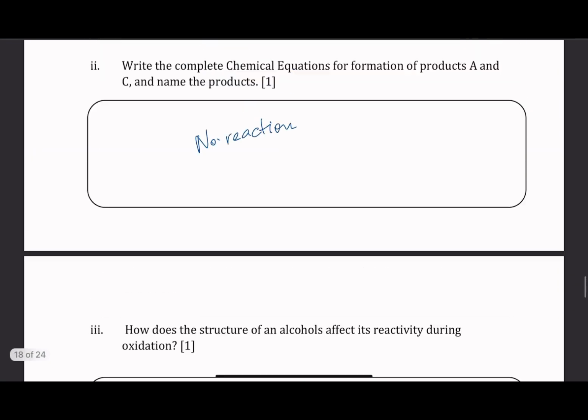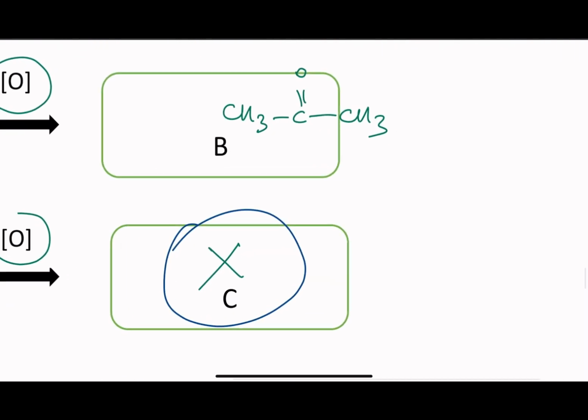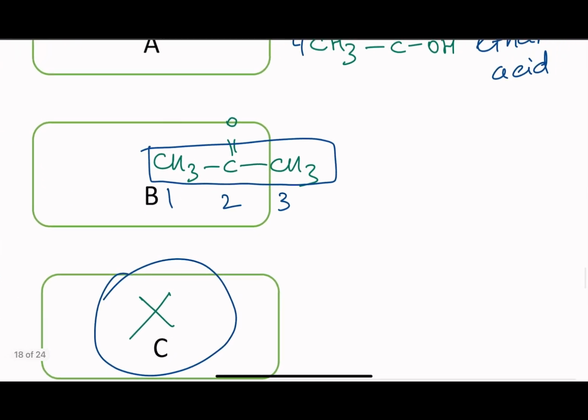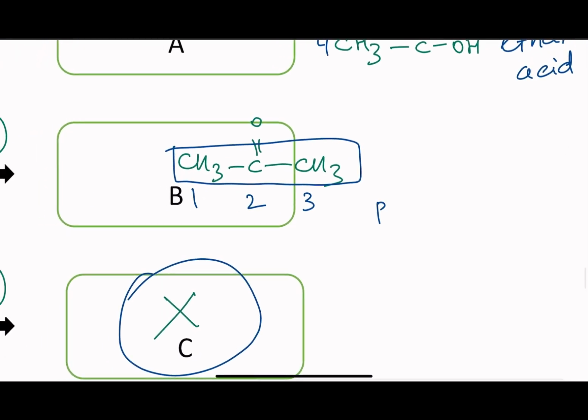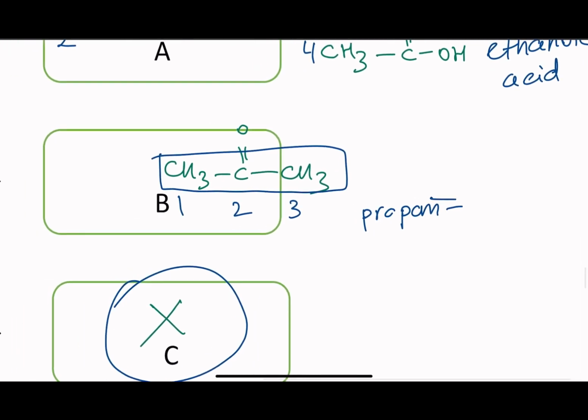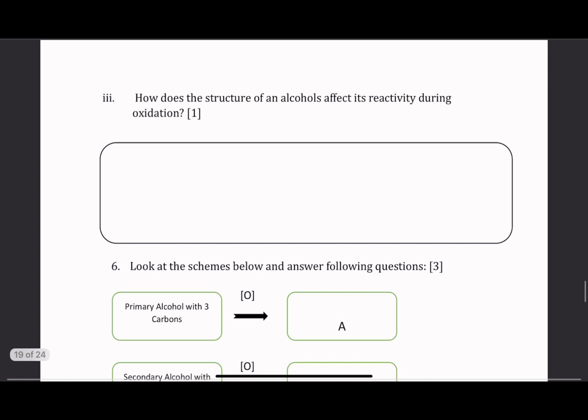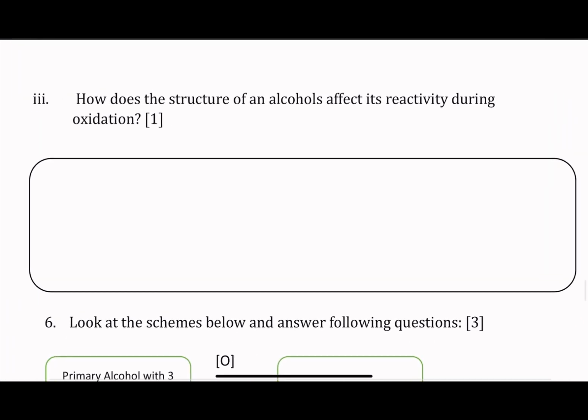Okay, so before I go, I'm just going to name this one too, for the ketone. So I've got 3 carbons, so I'm going to start numbering 1, 2, 3. It's the same thing, left to right, right to left. So I've got propan, and because it is a ketone, it would be propan-2-one, because on the second carbon you have a double bonded oxygen. Propan-2-one. Now, how does the structure of alcohol affect its reactivity during oxidation?